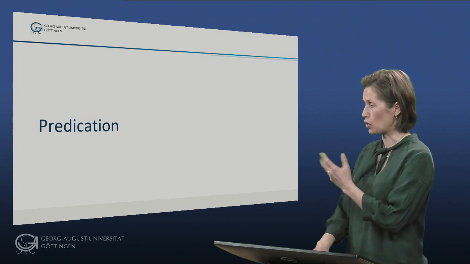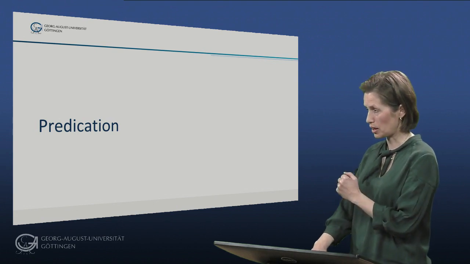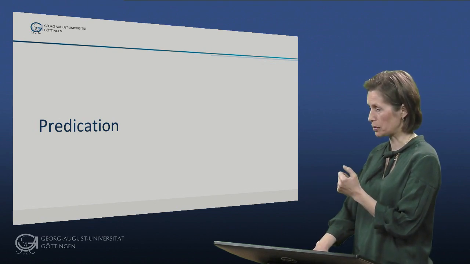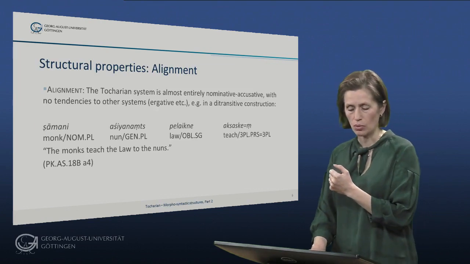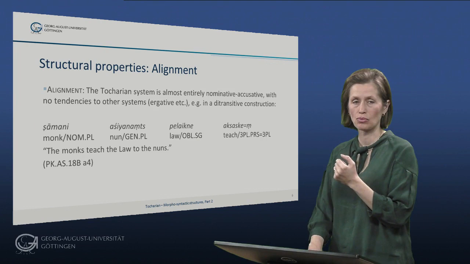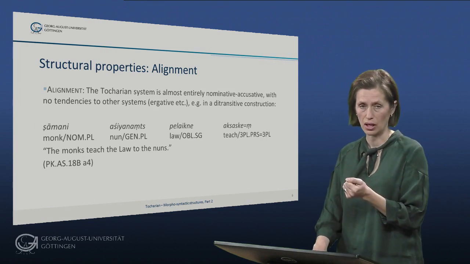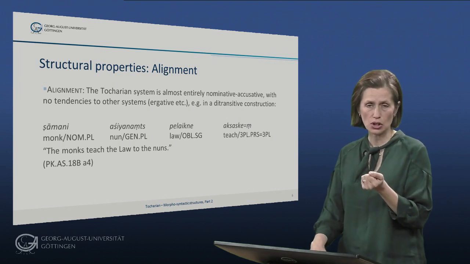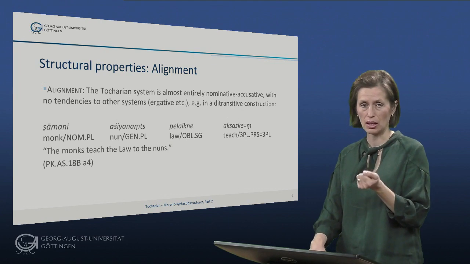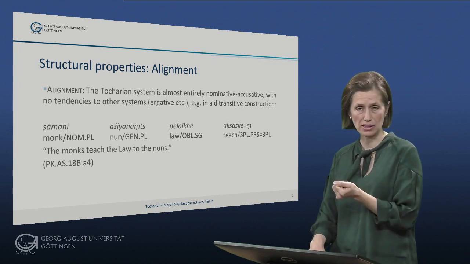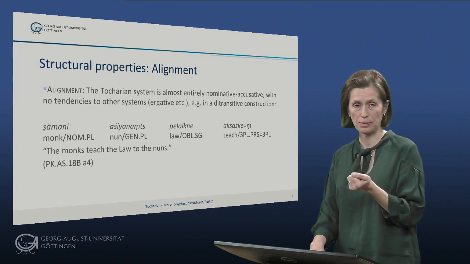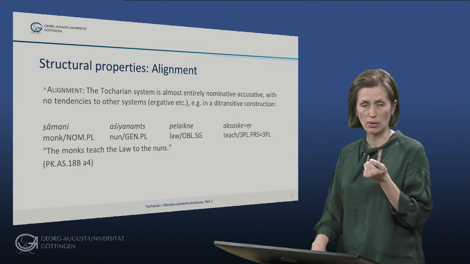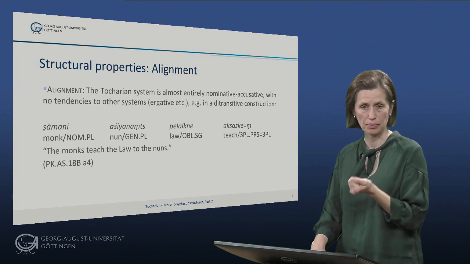Now we'll move over to the verb. So we'll talk about predication, and specifically about the usages or the syntax of the verb. We'll start with alignment. Tocharian alignment is strictly nominative-accusative, and there are few, or I would say no, ergative tendencies. The interesting issue here is rather how the case system is used to mark core and peripheral cases, which I talked about in a previous lesson. And the distinction between primary and secondary cases reflects the difference between the core and the periphery.